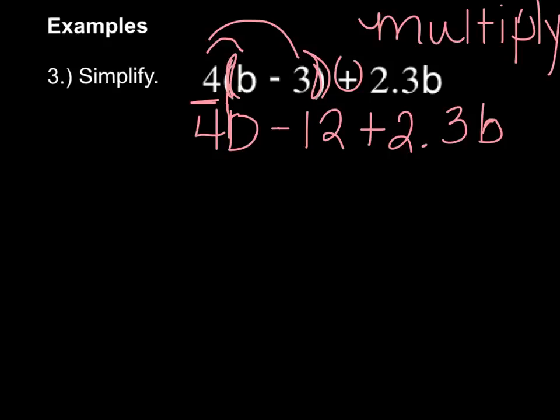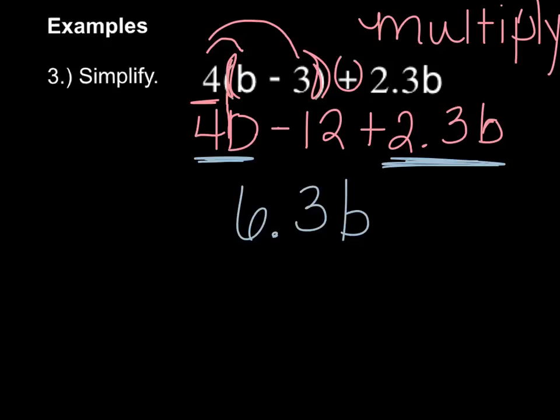Okay, after I have distributed and removed the parentheses, I'm looking at 3 separate terms. What I need to find out in order to simplify is, are any of my terms like terms? And they are. 4b and 2.3b are like terms because of the variable. 4 plus 2.3 is 6.3b, and then I'm just going to bring down -12 at the end. There are no terms like -12. Good job.